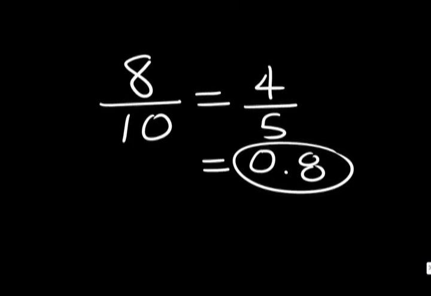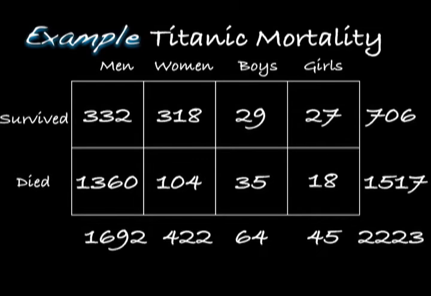Recall the Titanic mortality table. This table summarizes the number of passengers who survived and died, and the sexes of the passengers with their age groups. 706 passengers survived, 1,517 passengers died, for a total of 2,223 passengers. There were 1,692 men, 422 women, 64 boys, and 45 girls aboard the Titanic.